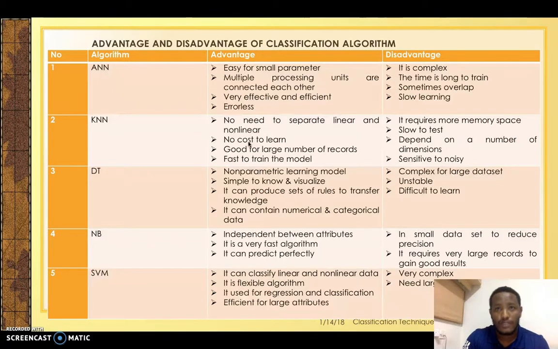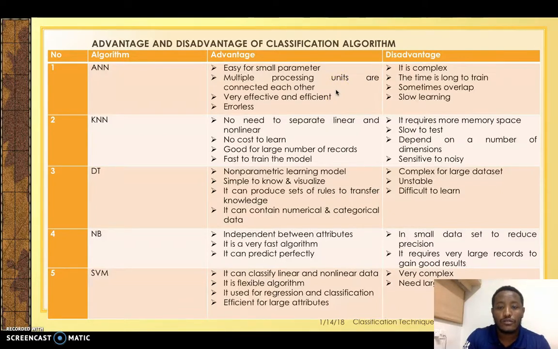In most works, different machine learning algorithms are used, such as artificial neural network, nearest neighbor, decision tree, naive Bayes, support vector machine, and also other classification algorithms. When we say artificial neural network, it is easy for a small number of parameters. Its multiple processing units are connected to each other, very effective and efficient. It is errorless also. Its disadvantage is that it is complex, the time to train is long, it sometimes overfits, and learning is slow.